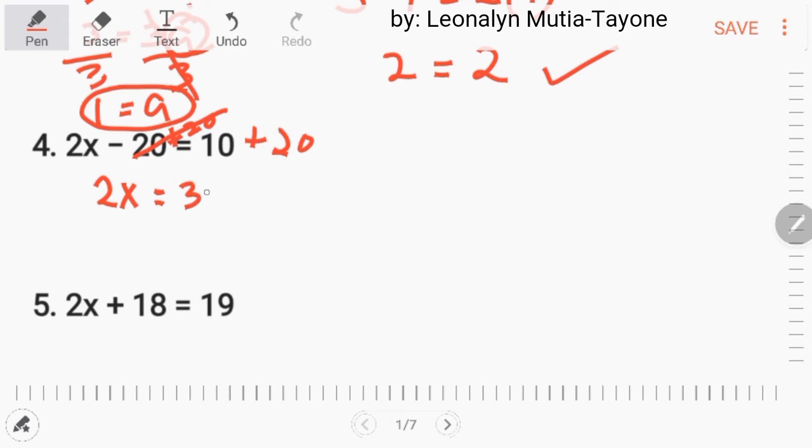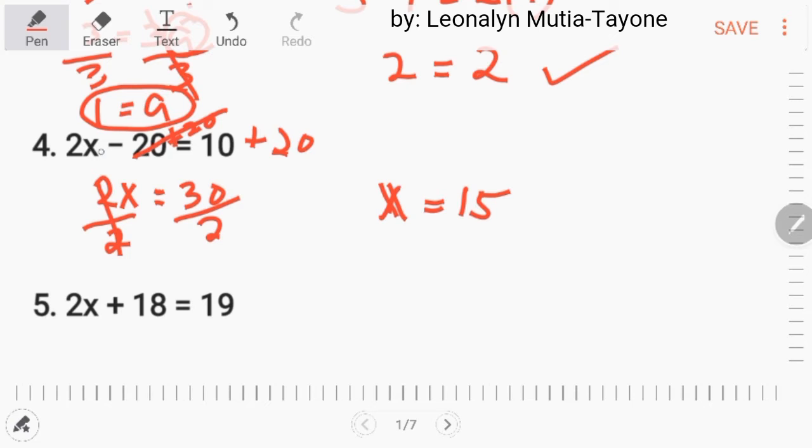10 plus 20, that is 30. Tapos, para ma-isolate si x dyan, mag-divide tayo ng 2 to both sides. Kung ano yung dinivide mo sa kabila, yan din ang gagawin mo sa kabila. And this is equals to 1. So, bali, x na lang siya. Equals 30 divided by 2. And that is 15. So, x is equals to 15.